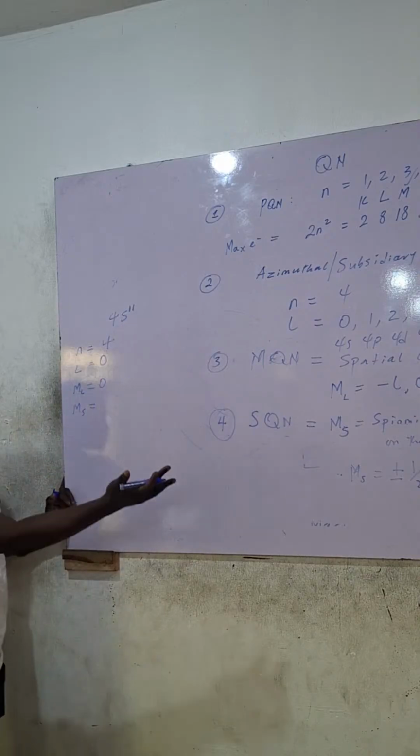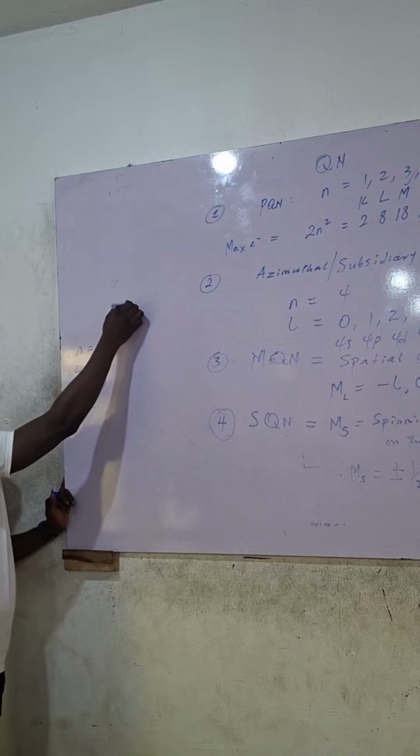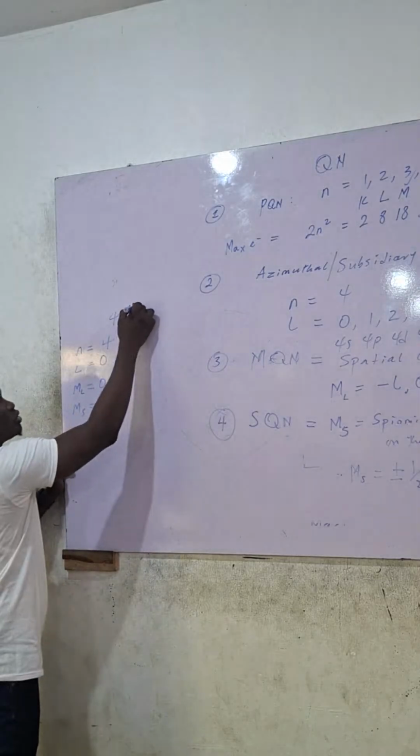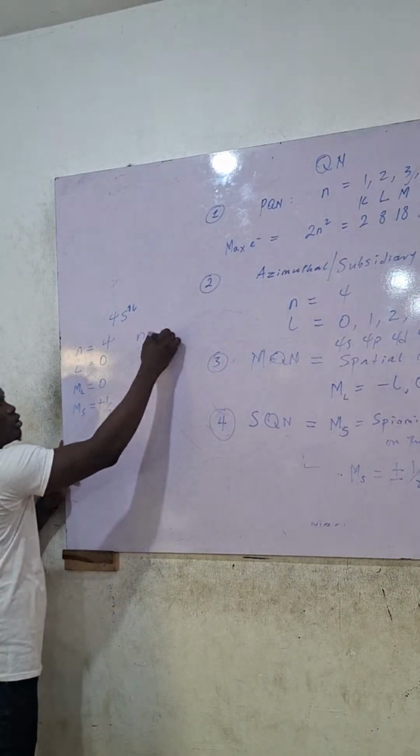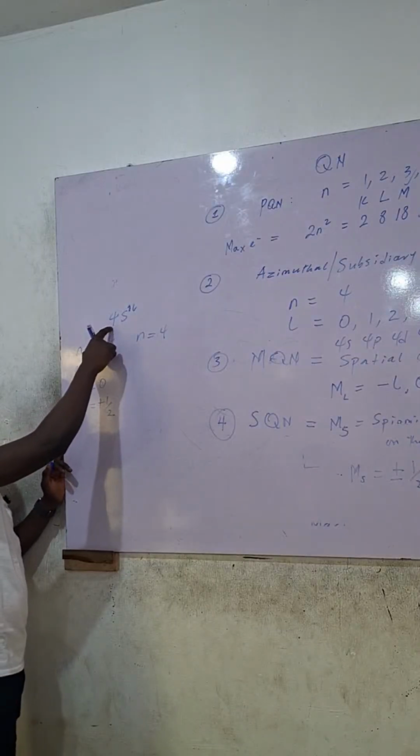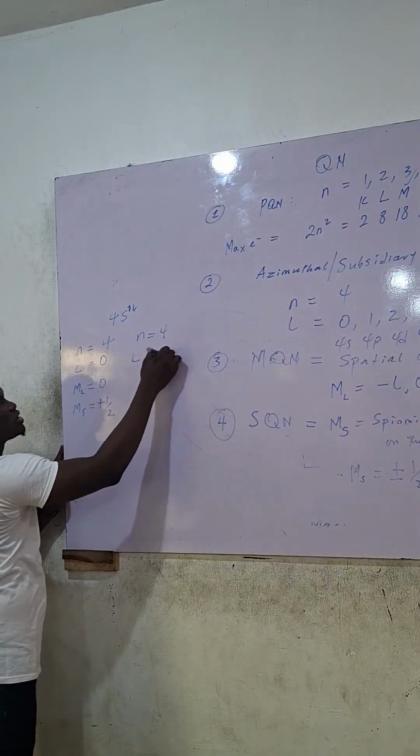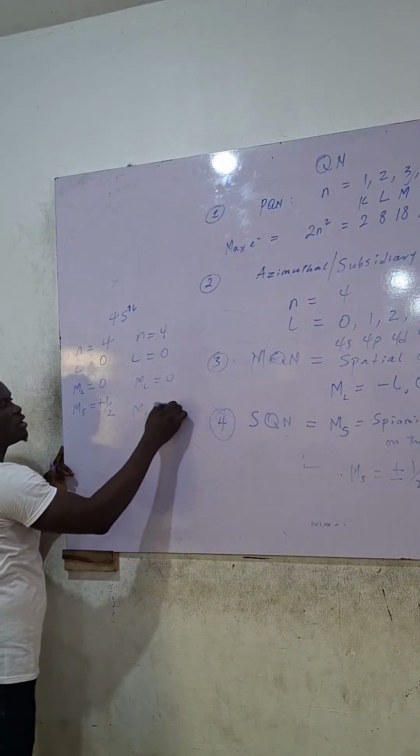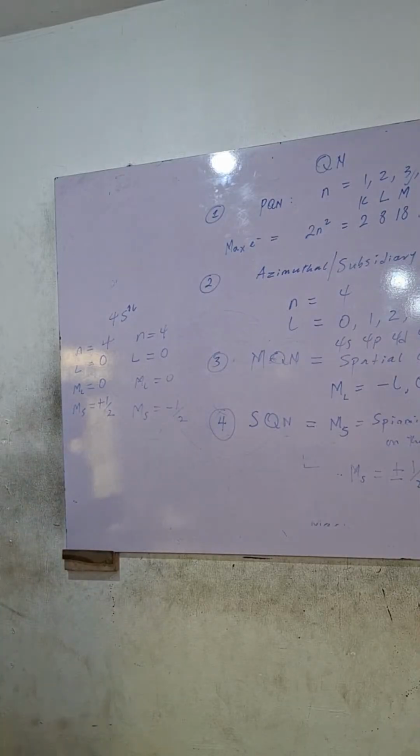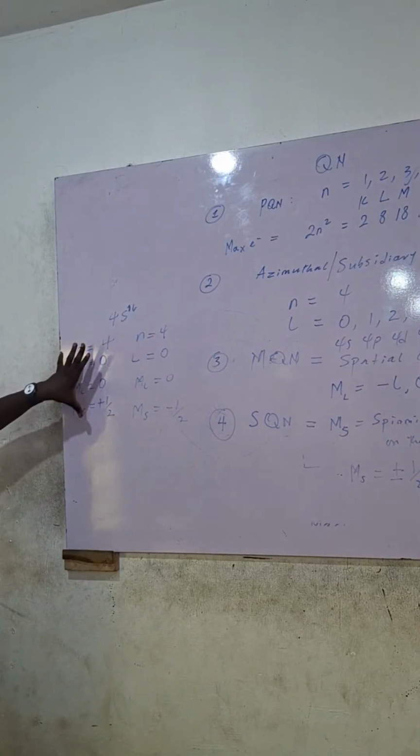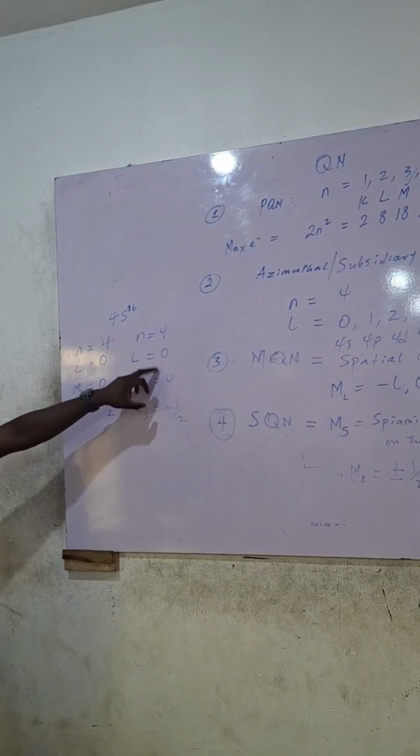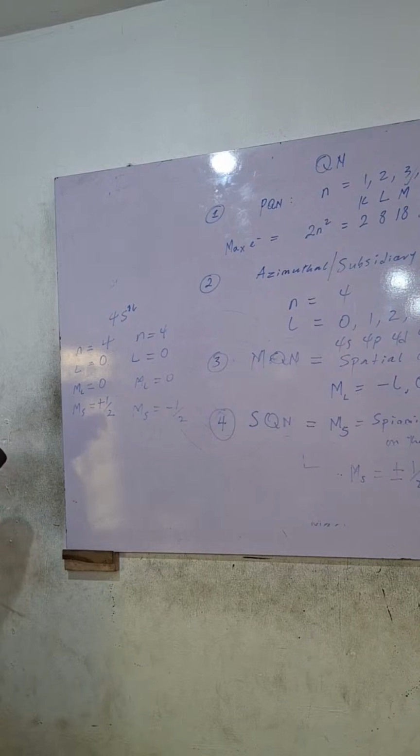But we can do them separately. You can say the one spinning up, so you give it plus 1 over 2. Then you do for the second one too. Then n for that one too will be 4, meaning that it's also occupying the same energy level. Then L for it will be 0. m sub l will be what? 0. Then m sub s will be minus 1 over 2. So no 2 electrons can have the same value for the 4 quantum numbers. At least they will be different in one position. That's what Pauli's exclusion principle states.